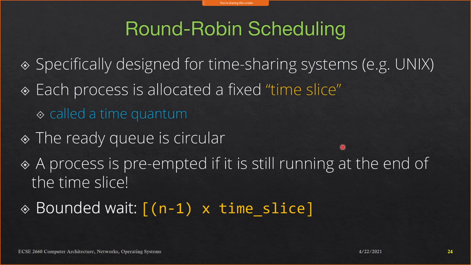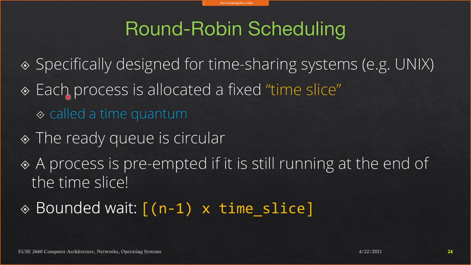Now let's talk about round robin scheduling. This is a more fair way of doing CPU scheduling. This is specifically designed for time sharing systems, such as what happens in a Unix operating system. So time sharing is what? Multiple processes using one CPU resource, but they're trying to use it on a timeshare basis.